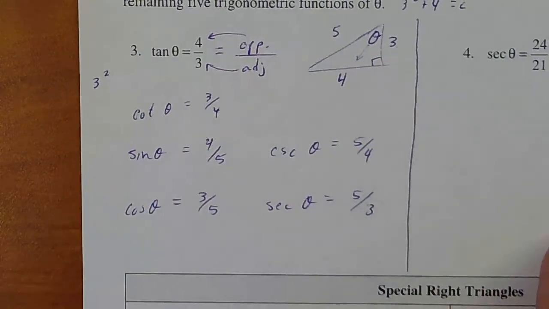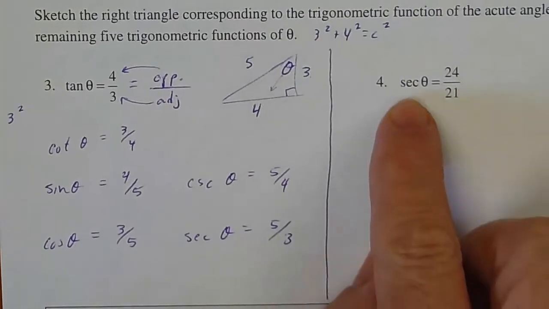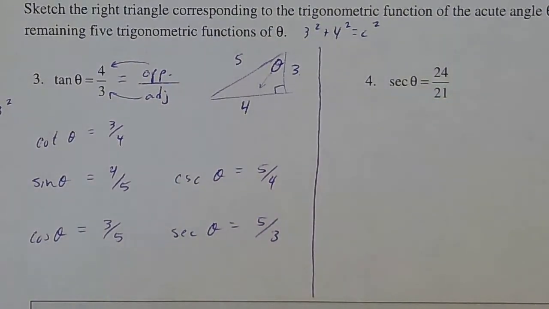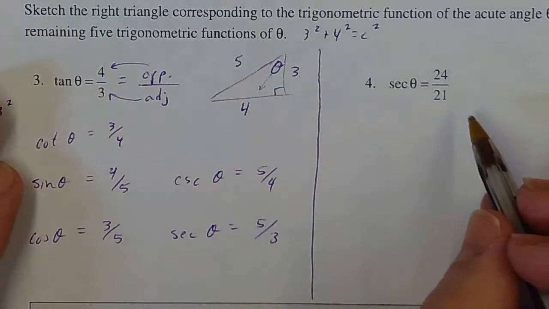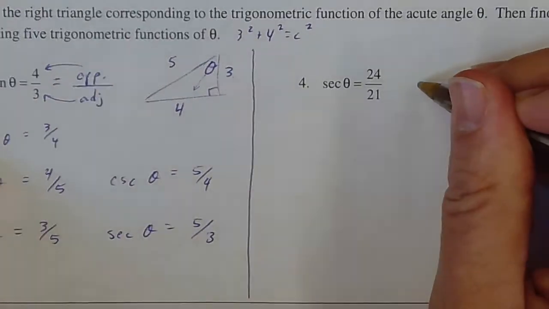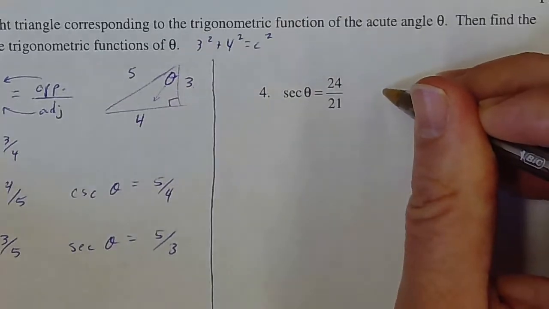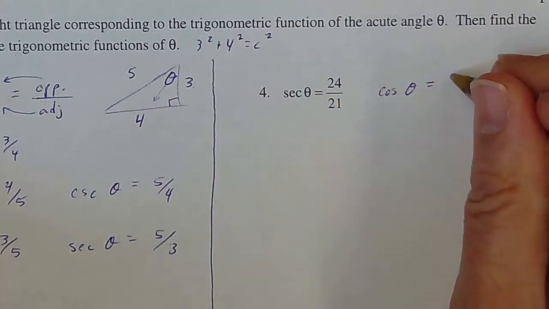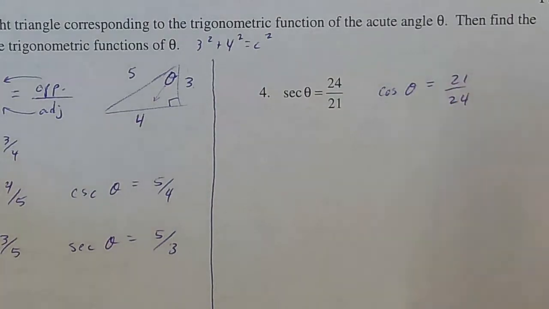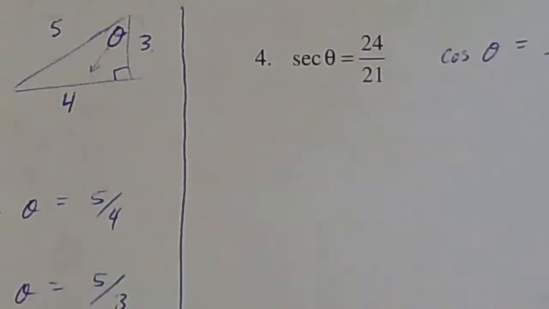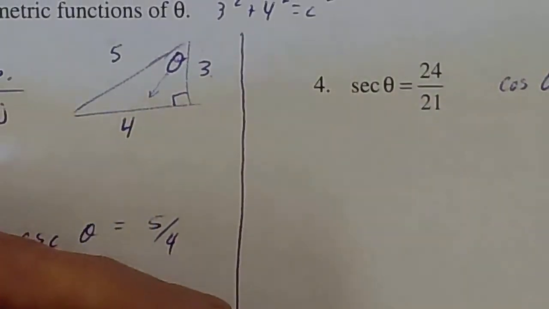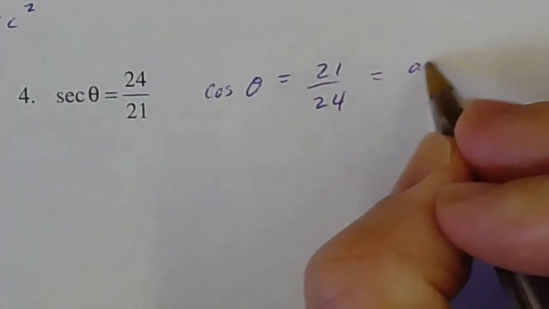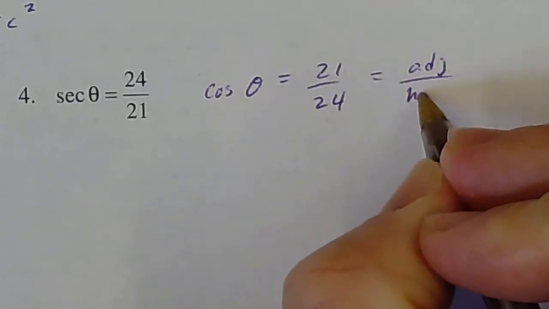Okay, let's look at 4. Now I'll just start off with the reciprocal function. So for you guys to best process this, you might want to get cosine right now. That's what I recommend, right? So cosine theta is the reciprocal of this, 21 over 24. And just like we did for the other one, what's the definition of cosine? Cosine is A over H. It's adjacent over hypotenuse.